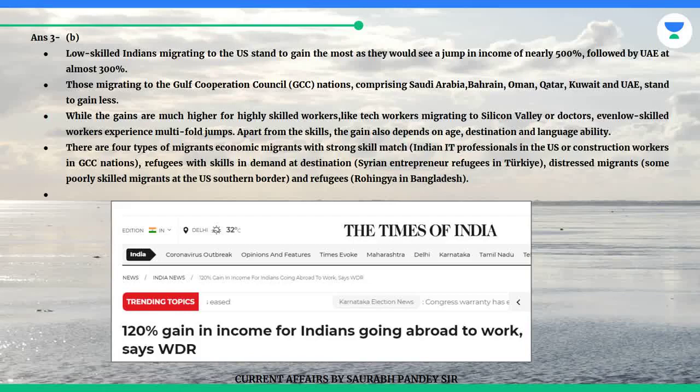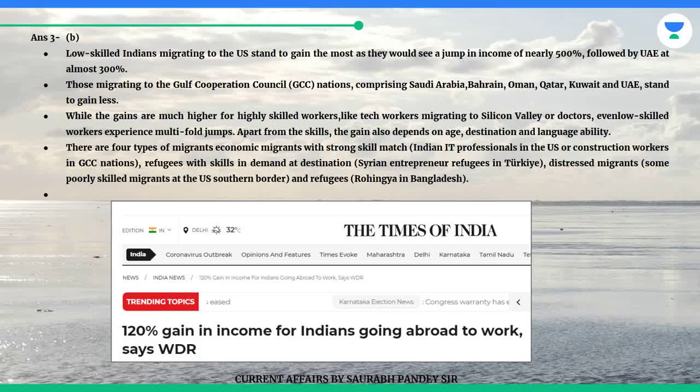Low-skilled Indians migrating to the US stand to gain the most as they would see a jump in income of nearly 500%, followed by UAE at almost 300%. Those migrating to the Gulf Cooperation Council (GCC) nations comprising Saudi Arabia, Bahrain, Oman, Qatar, Kuwait and UAE stand to gain less. While the gains are much higher for highly skilled workers, like tech workers migrating to Silicon Valley or doctors, even low-skilled workers experience multifold jumps. Apart from the skills, the gain also depends on age, destination and language ability.